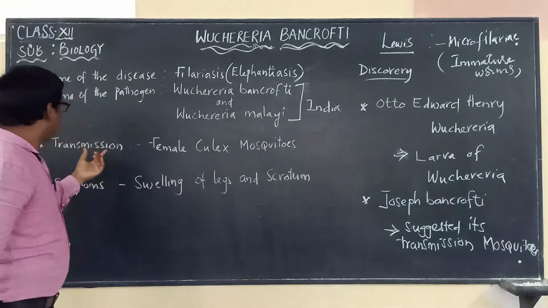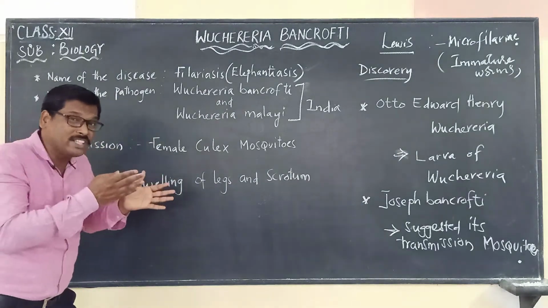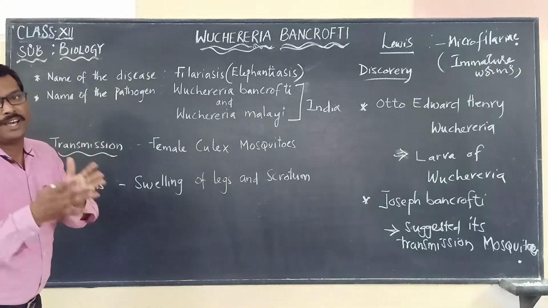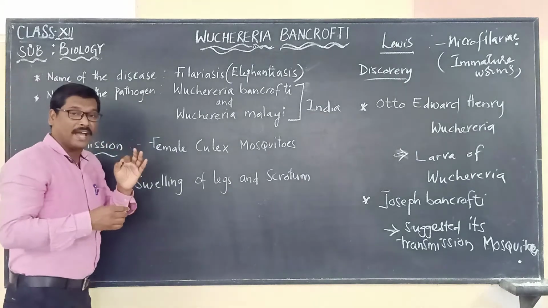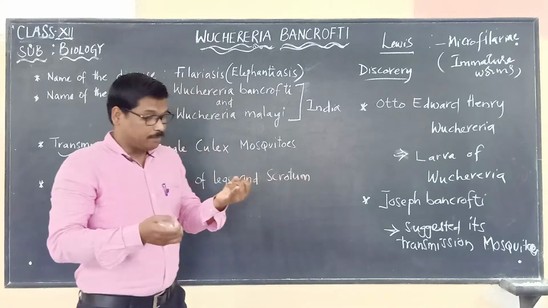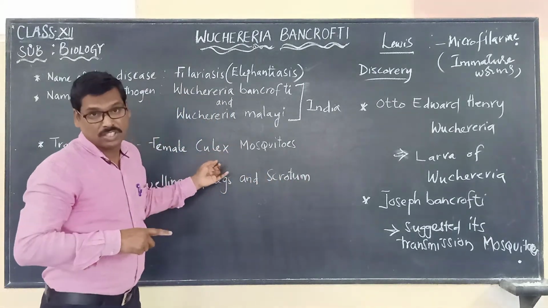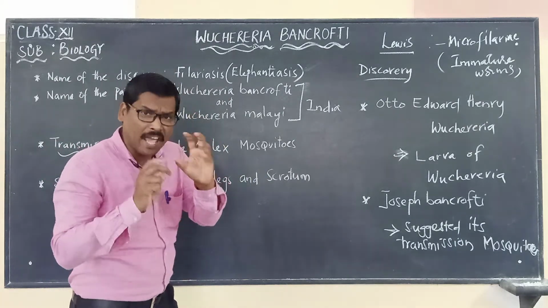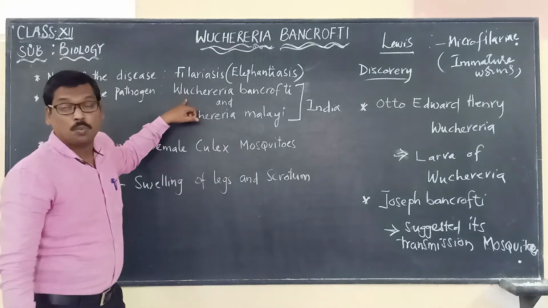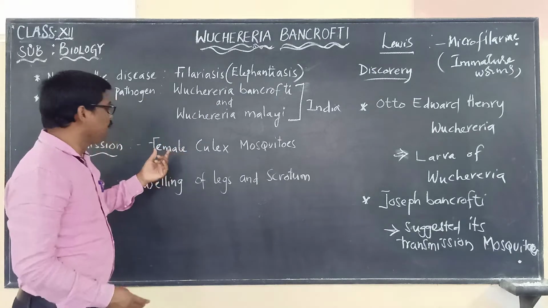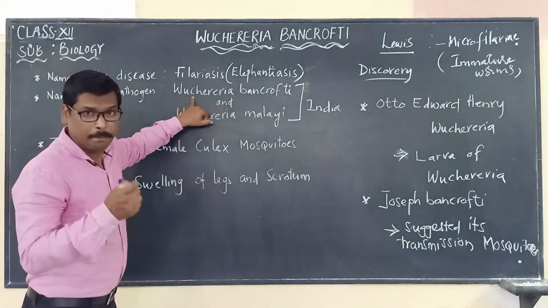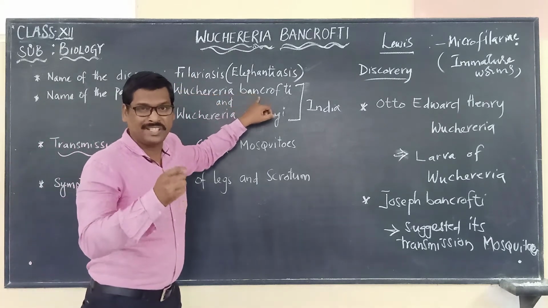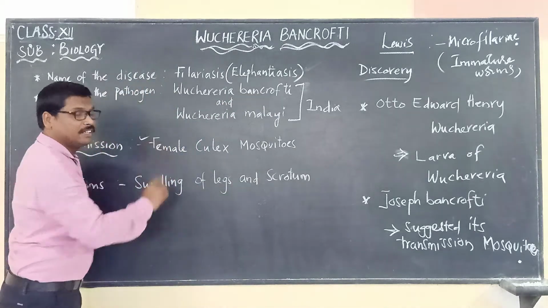And now, when we say transmission, we mean how it spreads from one person to another person. This disease is transmitted by different types of mosquitoes. It may be present in the female Culex mosquito, or Aedes aegypti mosquito, or female Anopheles mosquito. In all these three types of mosquitoes, there will be the presence of Wuchereria bancrofti. But here in India, the filariasis disease causing pathogen Wuchereria bancrofti is being spread by the female Culex mosquitoes.